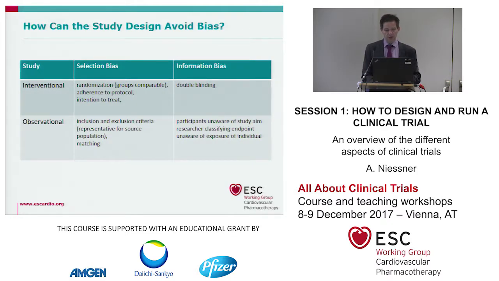With regard to information bias, in an interventional trial, you do double blinding. You should do double blinding if it's possible. If it's not, for example, in a surgical intervention where it's not possible. And this prevents the researcher or the participant from influencing the results and the outcome, his observation, just by knowing what therapy the patient got. In an observational study, at least you can make the participants unaware of the study aim, or the researcher classifying the endpoint unaware of the exposure of the individual.